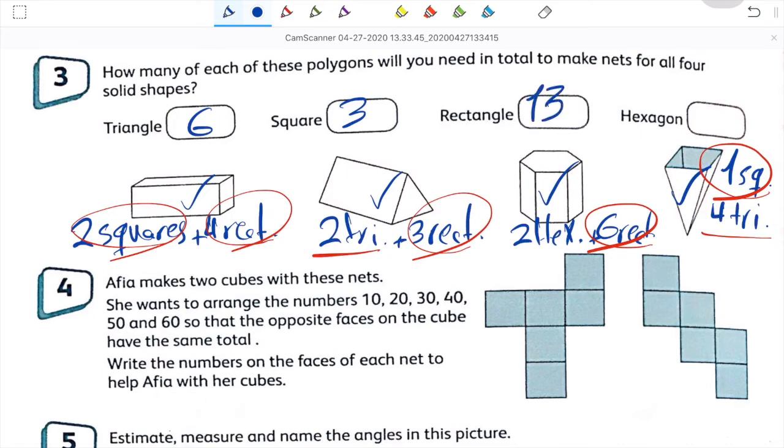And about the hexagon, the only hexagons that we've got here are in the hexagonal prism, which is going to be 2 only. Therefore, about these solid shapes, we will have 6 triangles, 3 squares, 13 rectangles, and 2 hexagons. Question number 4.